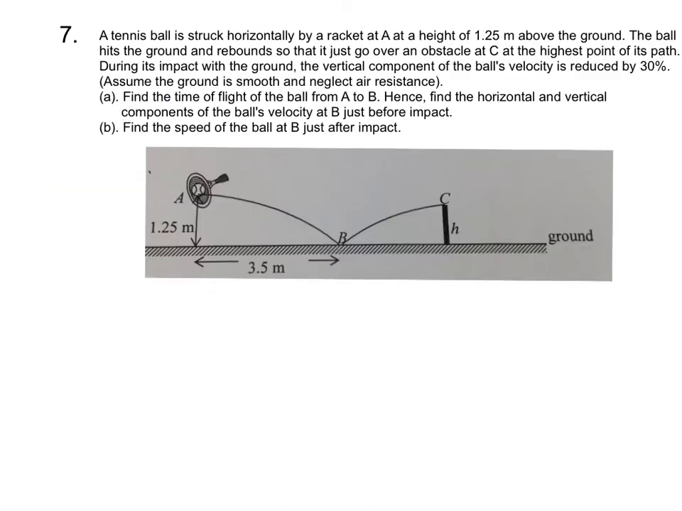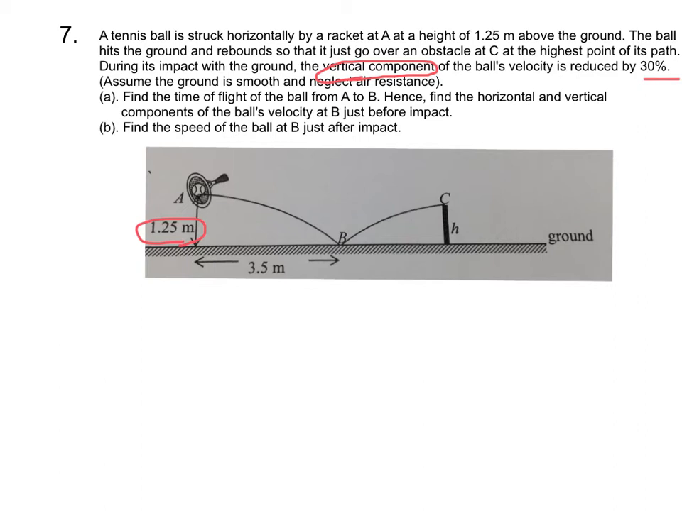Question number 7. A tennis ball is struck horizontally by a racket at A at a height of 1.25 meters above the ground. The ball hits the ground and rebounds so that it just goes over an obstacle C at the highest point of its path. During its impact with the ground, the vertical component of the ball's velocity is reduced by 30%. Assume the ground is smooth and ignore air resistance.